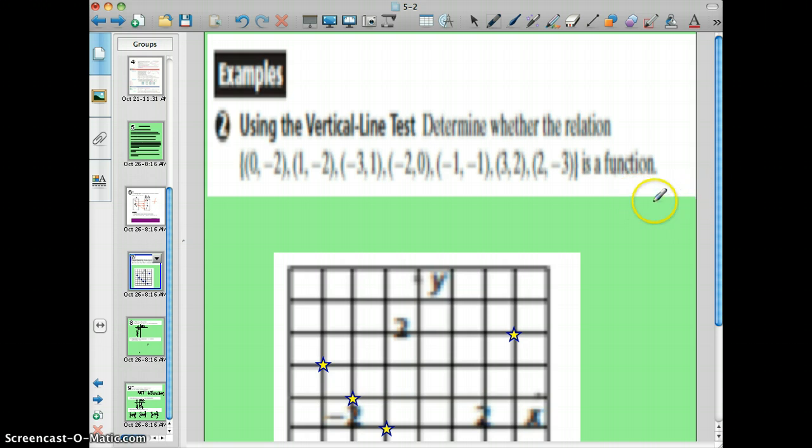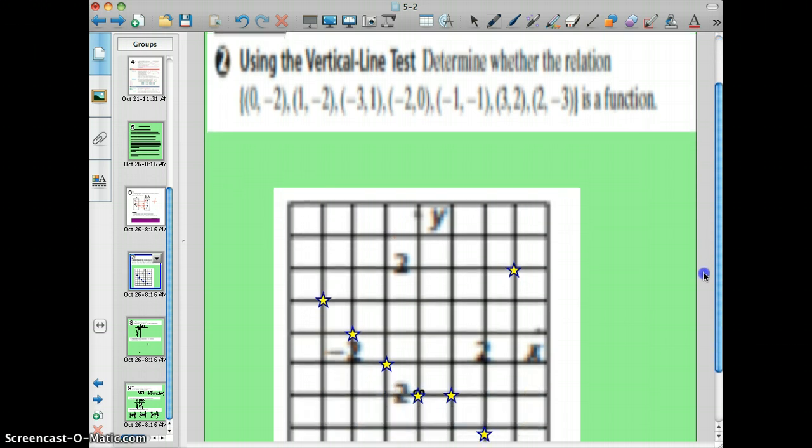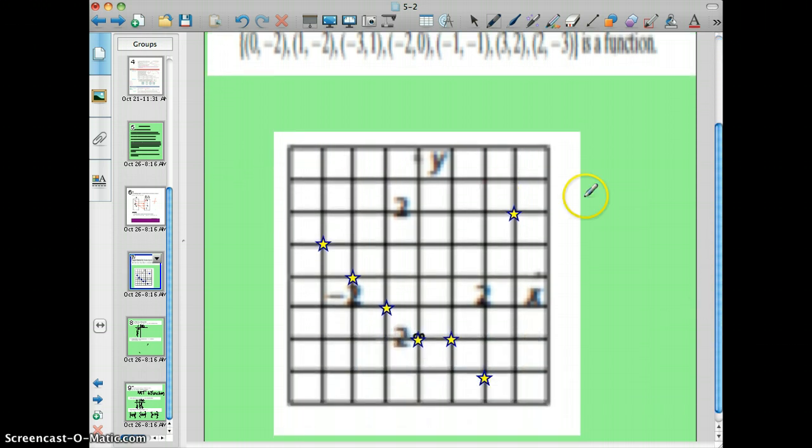Okay, and we're going to use the vertical line test here to determine if it's a function. I've placed stars on all of those points there. Okay, you may need to take a minute and plot those points. You can go ahead and pause me now. And then once you're done, start it back up.